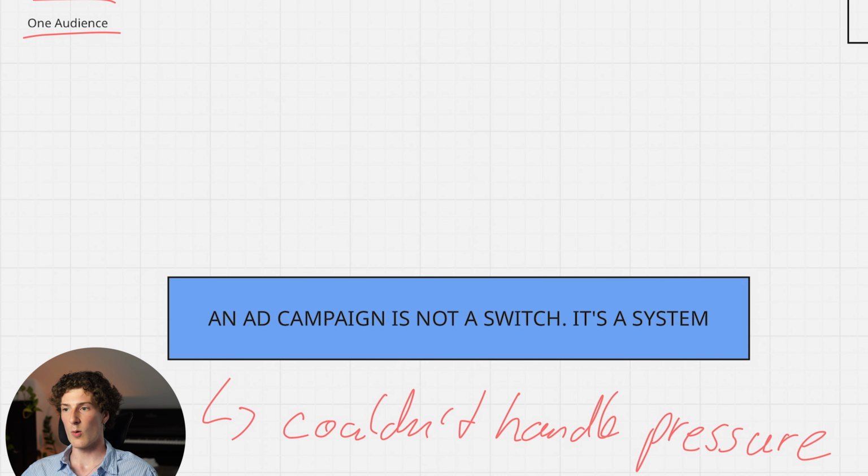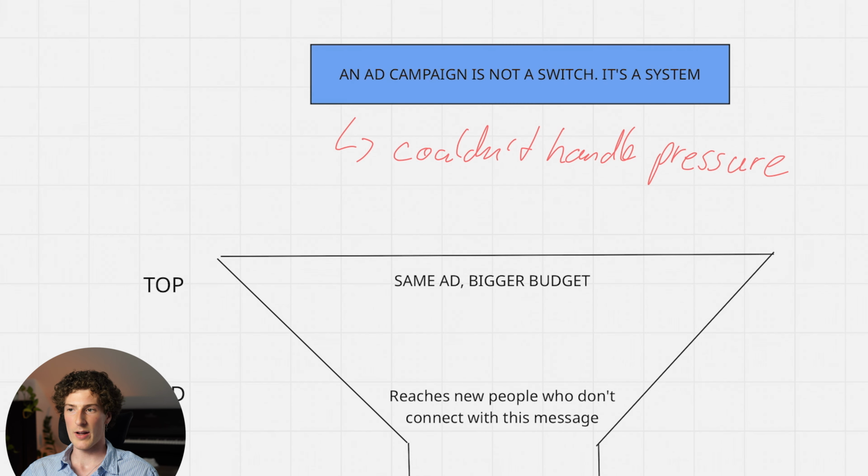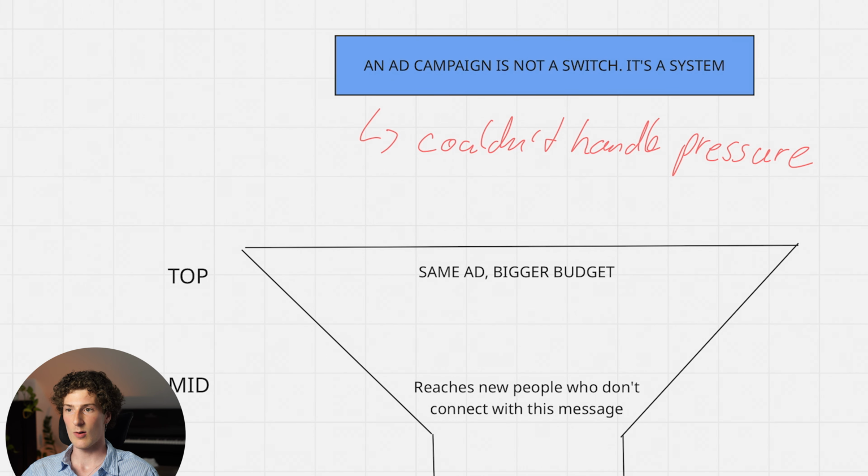They fail because the whole thing was never designed to handle pressure. And the reason most brands build one-pillar campaigns comes down to something really simple. They found something that worked and they scaled it. Which makes total sense. If something's working, double down. That's basic business knowledge.